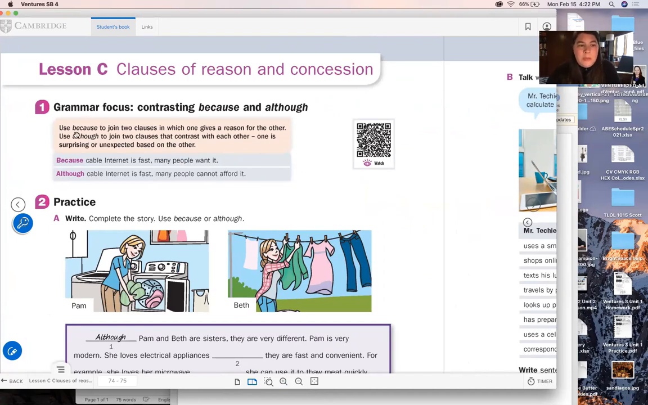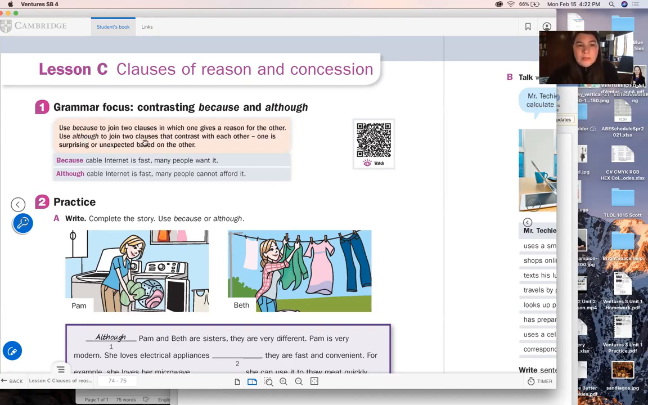It says we use because to join two clauses. Remember, a clause has a subject and a verb, like a sentence. So it's to join two sentences where one gives a reason for the other. Why? Because. You know that, right? If I ask you, why are you sad? I'm sad because I failed my driver's test. Okay, so because shows a connection, why and because. One leads to the other.